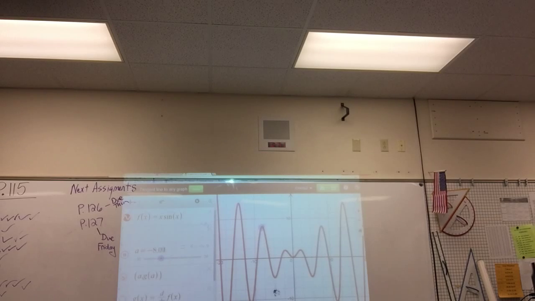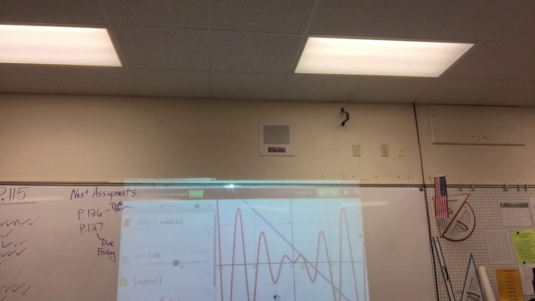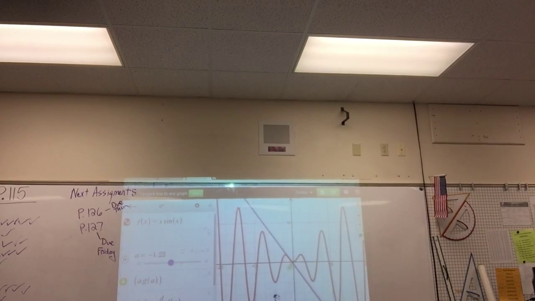If I plop this guy on it, and I'll take this one off just to make it not so messy, this green dot tells you what the slope is at any given point. To really clarify it, there's that purple tangent line at every one of those x values, and the green dot is telling me what the slope of that line is.